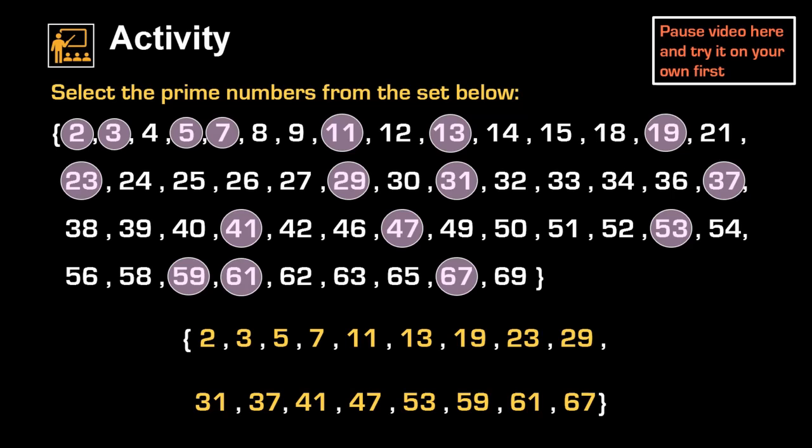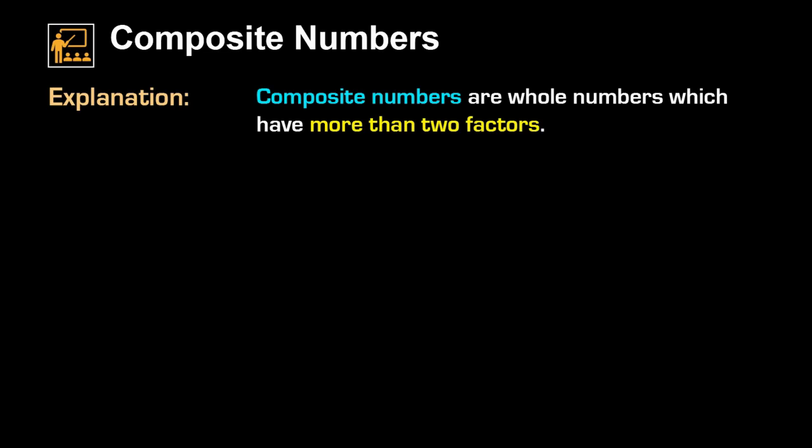Okay, let's continue. If you're not sure, you can rewind or you can just watch this part of the video again. Then we have our composite numbers. Composite numbers are whole numbers which have more than two factors. Where prime numbers have only two factors, our composite numbers have more than two factors.